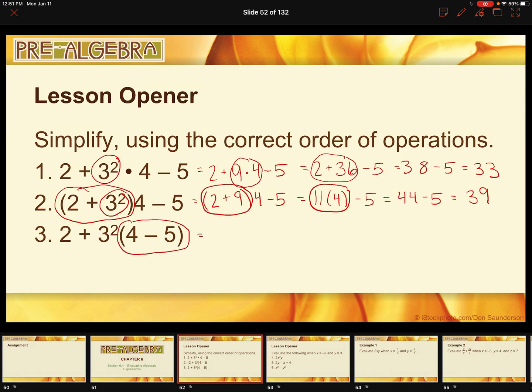First in PEMDAS, be parentheses. 4 minus 5 is negative 1. Next would be exponents. 3 squared is 9. Multiplication. 9 times negative 1 is negative 9. And then addition. 2 plus negative 9 is negative 7.